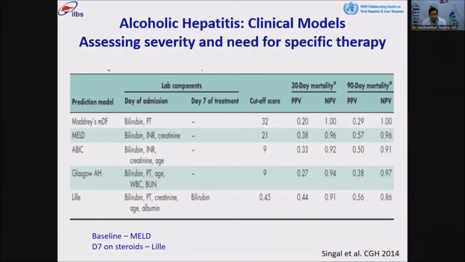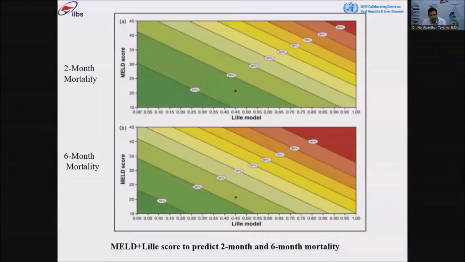Again, people have now started combining the scores. There are certain suggestions that if you combine the MELD score as well as the Lille score, you get a better sense of mortality, either at 2 months and at 6 months, which can be close to 80 to 95% if both these scores are combined.